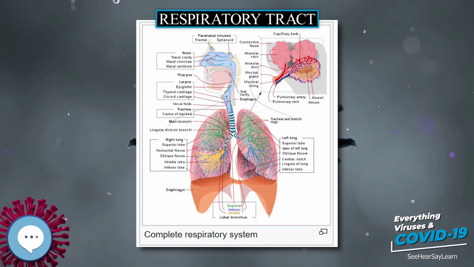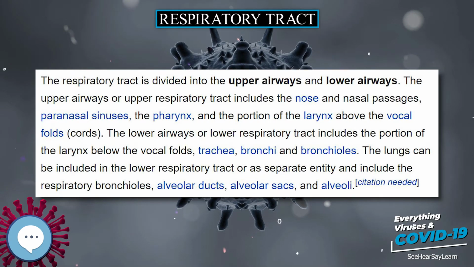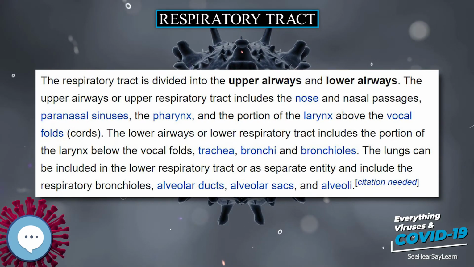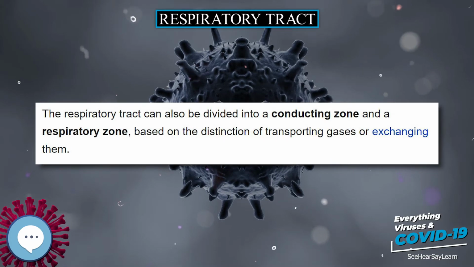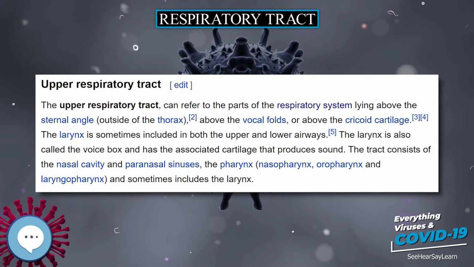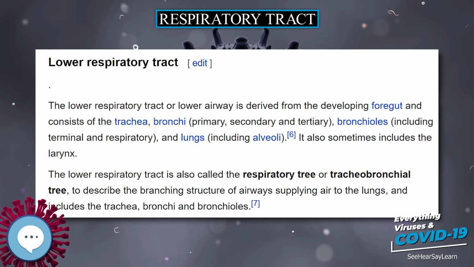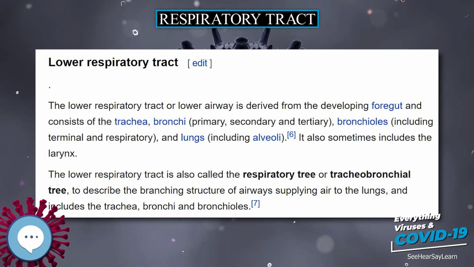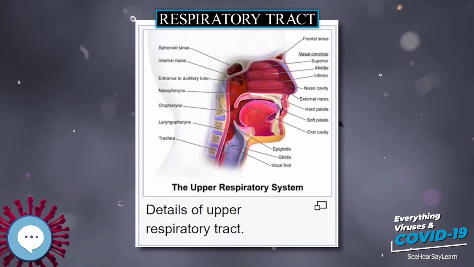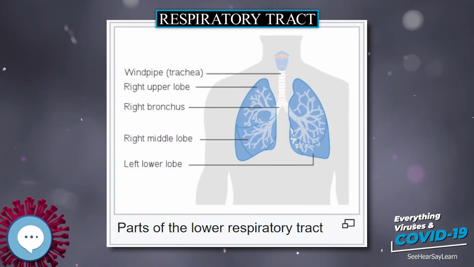Lower respiratory tract. The lower respiratory tract or lower airway is derived from the developing foregut and consists of the trachea, bronchi (primary, secondary and tertiary), bronchioles (including terminal and respiratory), and lungs, including alveoli. It also sometimes includes the larynx. The lower respiratory tract is also called the respiratory tree or tracheobronchial tree, to describe the branching structure of airways supplying air to the lungs, and includes the trachea, bronchi and bronchioles.